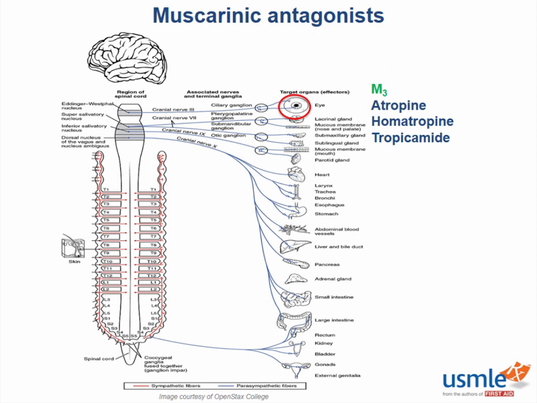Atropine, homatropine, and tropicamide are all available as eye drops so that your optometrist can temporarily paralyze your ciliary and pupillary sphincter muscles via M3 receptors.